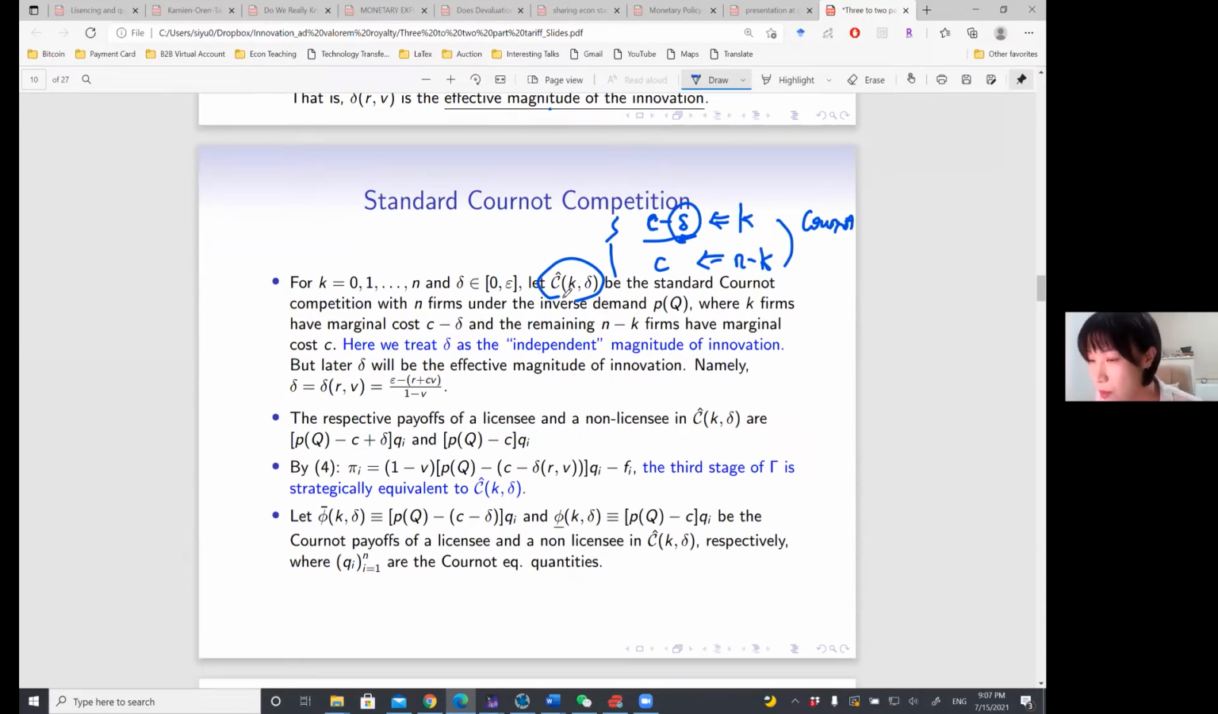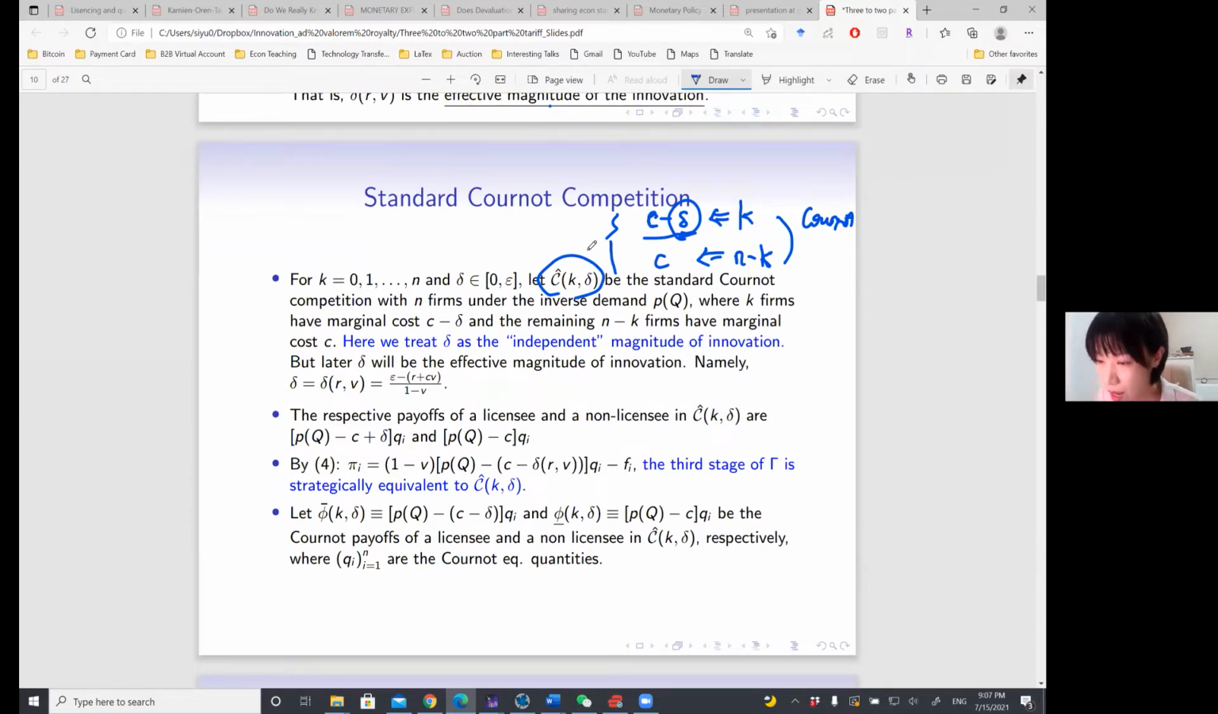And how is our game in the third stage related to the C hat game we designed? We know that by default, the licensee's profit is simply 1 minus V times the profit in C hat. So strategically, they choose the same. They will behave the same. The third stage of our game is strategically equivalent to game C hat.